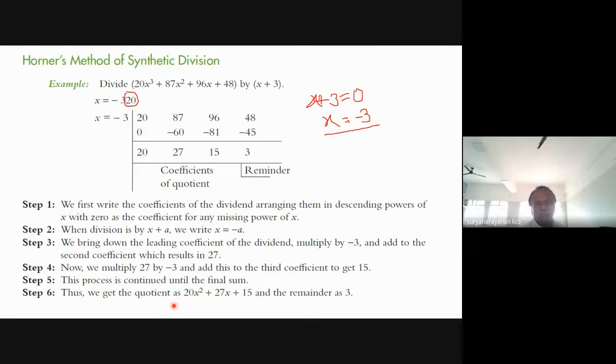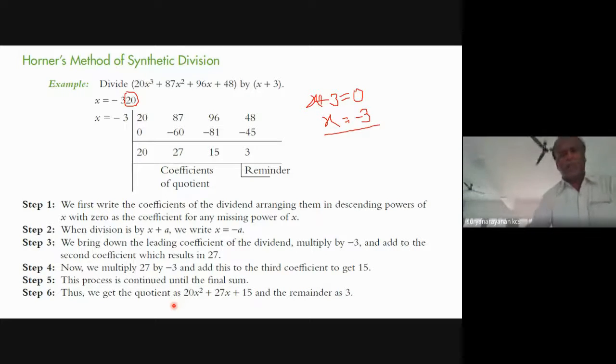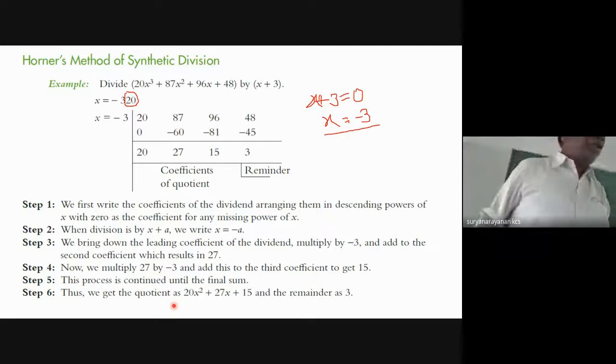Now, I will take some more examples for this Horner's synthetic division. On the green board, I will show some more examples: what is the quotient and what is the remainder when a polynomial is divided by another polynomial.